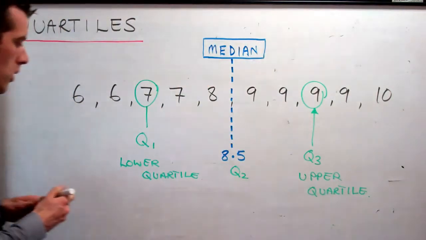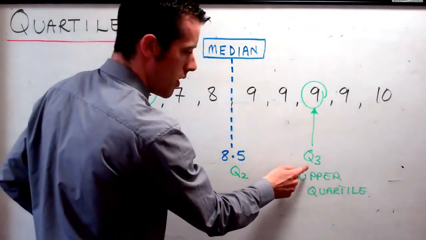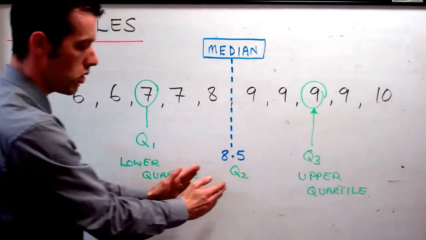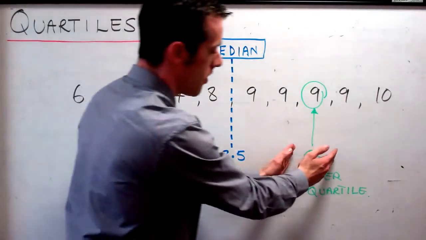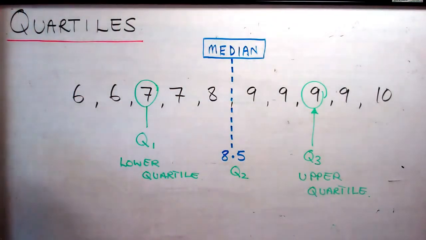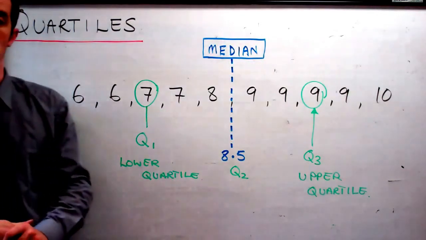So we have the lower quartile, we have the median, which we call Q2, and we have the upper quartile. The lower quartile we call Q1, the median we call Q2 because it's like the second quarter, and the third quarter we call the upper quartile. So that's how we work out quartiles. Try the quiz at the bottom, see if you can work out quartiles for yourself. Okay, and I'll see you next day.